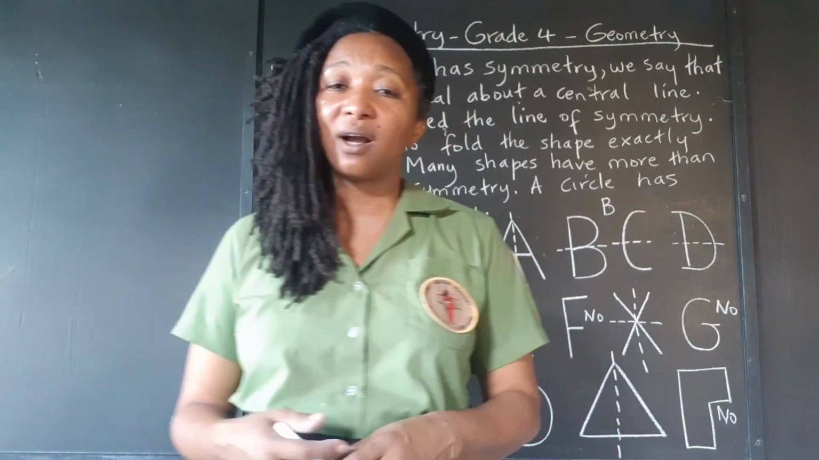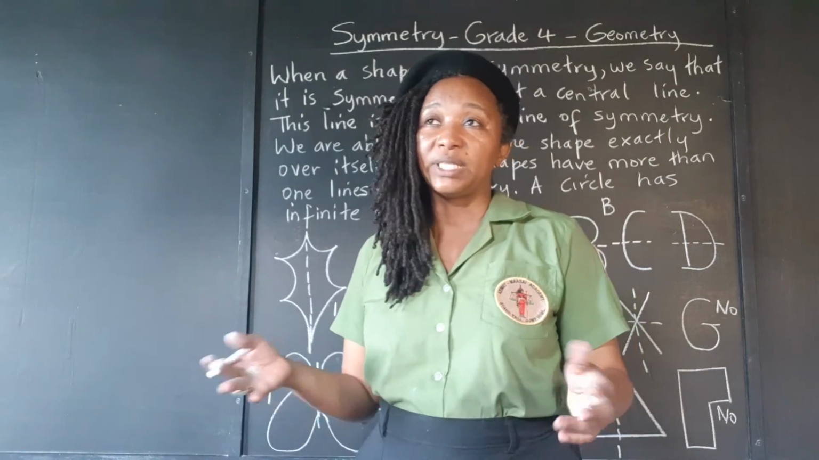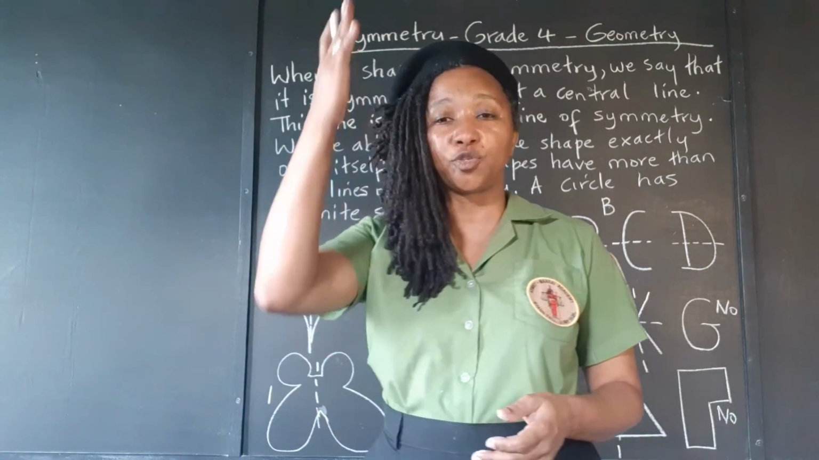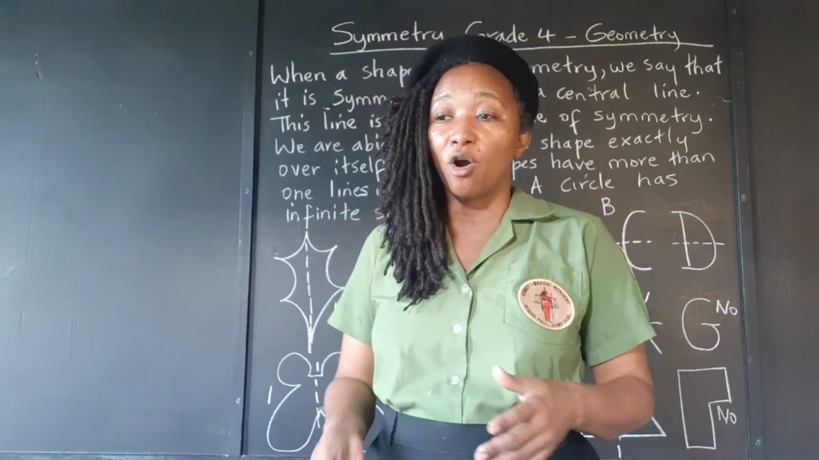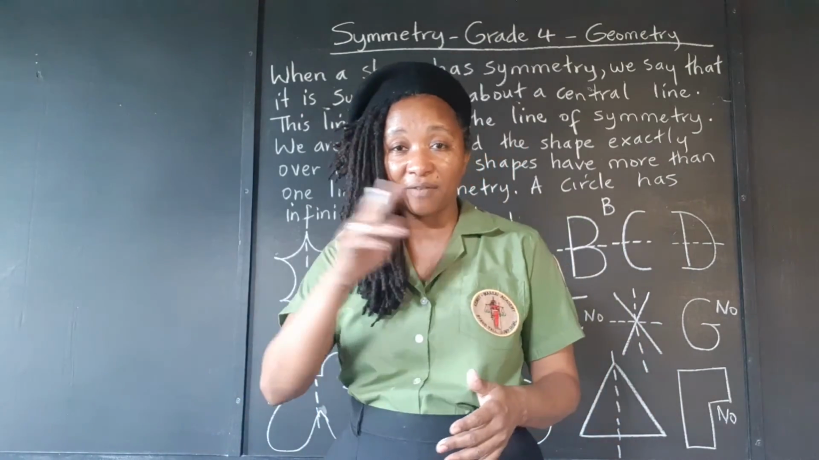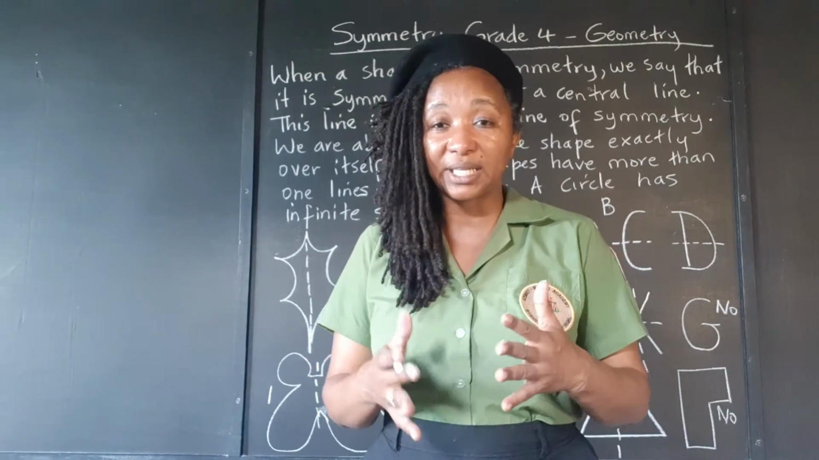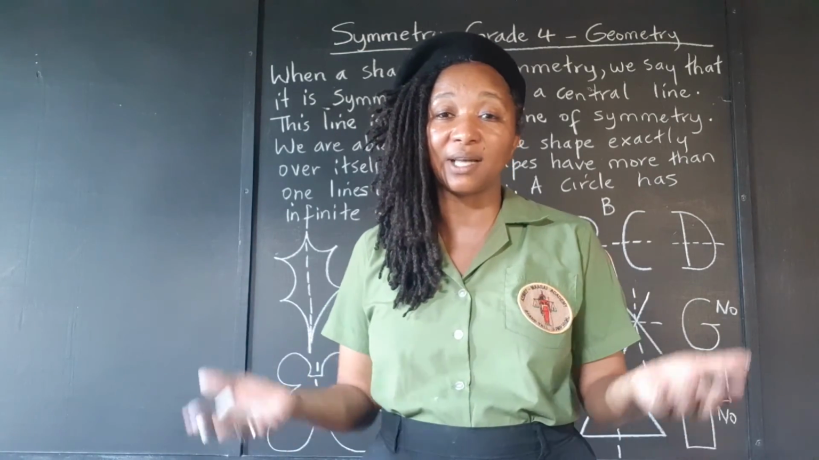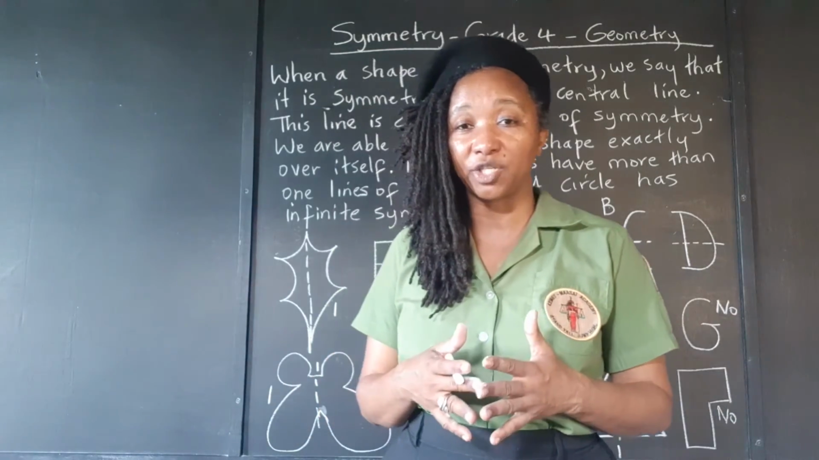So guys, when we talk about a shape being symmetrical about a line, we simply mean we are able to draw a line halfway and fold the shape over itself. Or if we cut out the outline of the shape, we're able to fold it and it fits neatly over itself. In other words, the two pieces are congruent. They are identical. They can fit over each other.